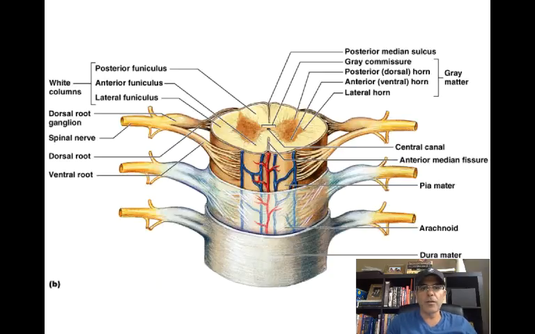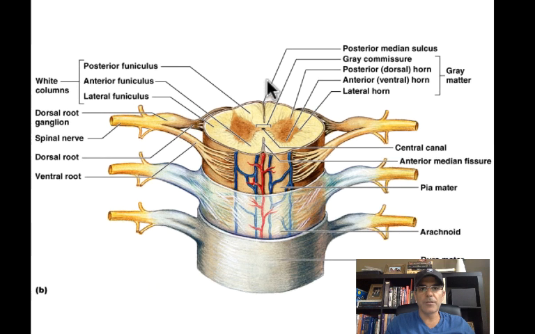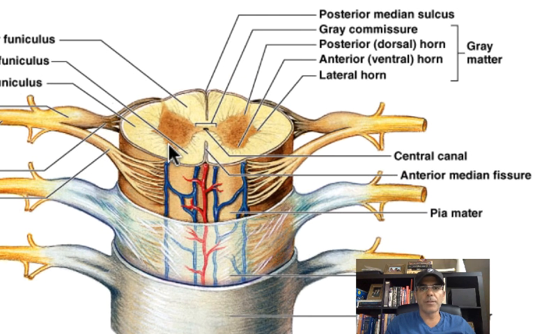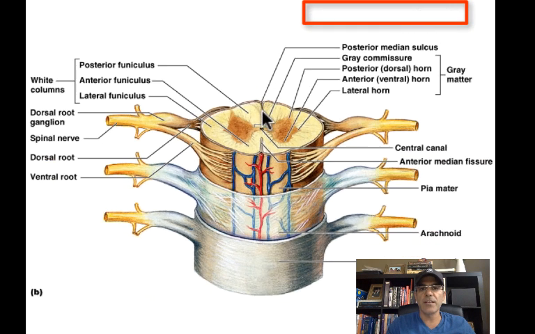When you look at the spinal cord, this is the front of the spinal cord, and of course the back of the spinal cord. You can see your spinal cord is composed of two parts: the white matter, which is on the outside, and gray matter, which is inside. There are two grooves in the spinal cord. One is in the front, called the anterior median fissure. The other one in the back is called the posterior median sulcus.